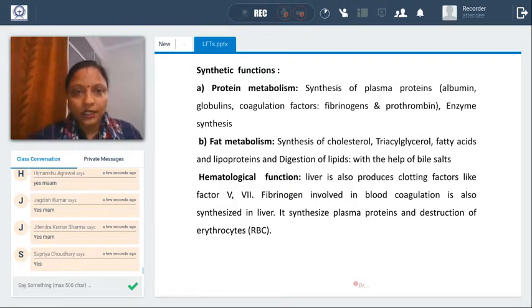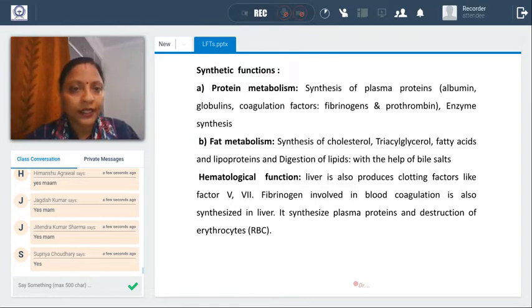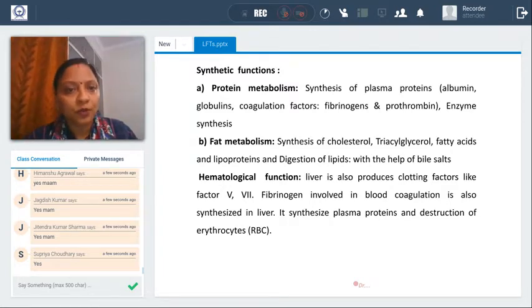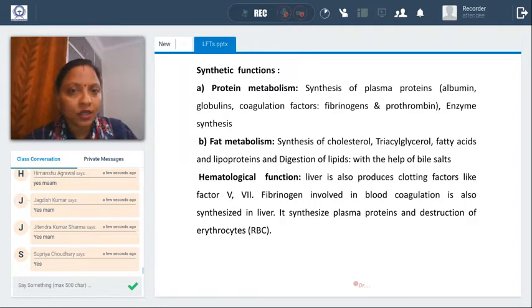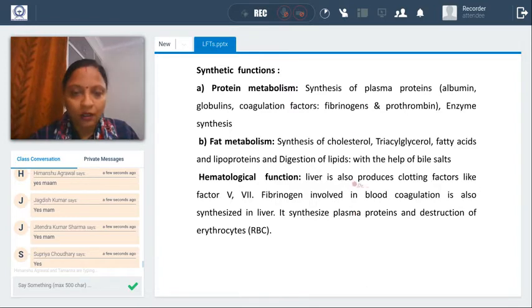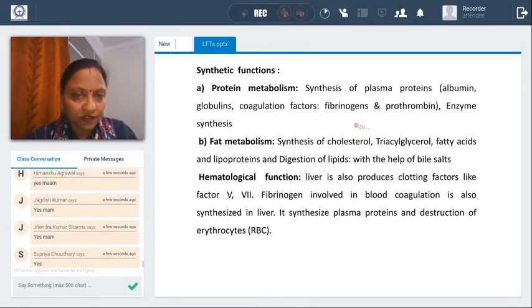Next, function is related to synthetic part, that is anabolic in nature. First is protein metabolism, synthesis of plasma proteins like albumin, globulin, coagulation factors like fibrinogen, prothrombin. Please write down some coagulation factors, factors which are useful in blood coagulation. Number 1, factor 1. Which is factor 1?